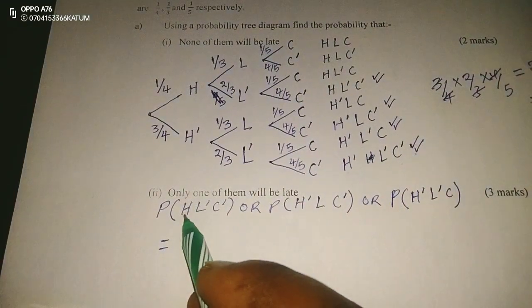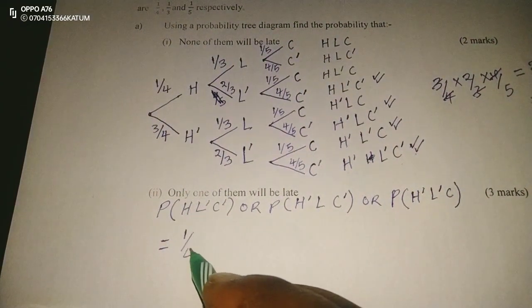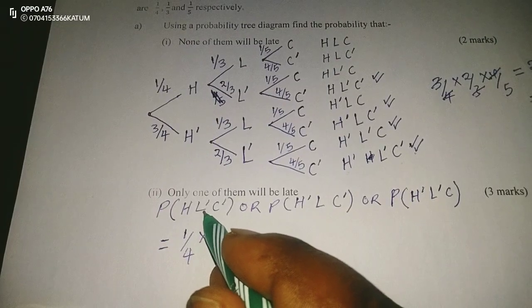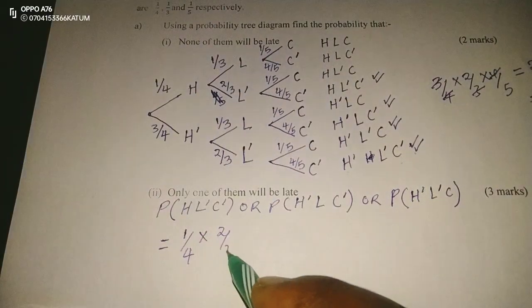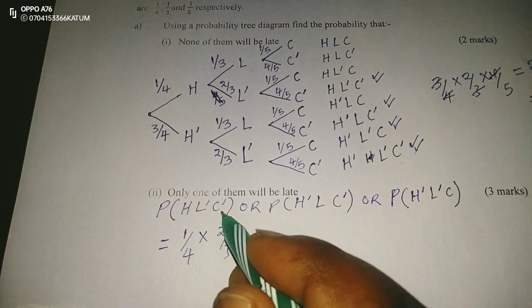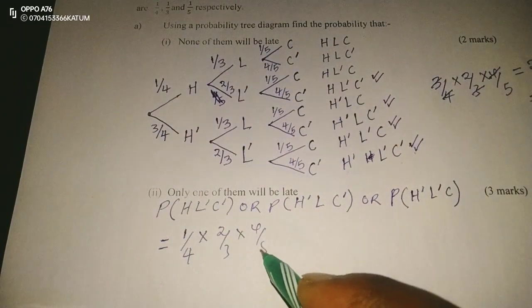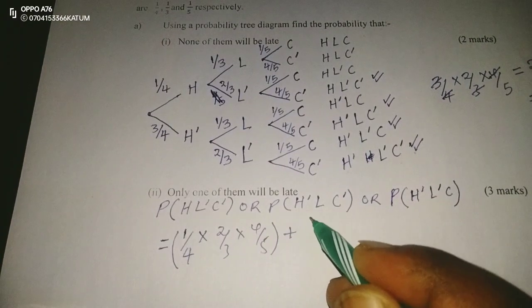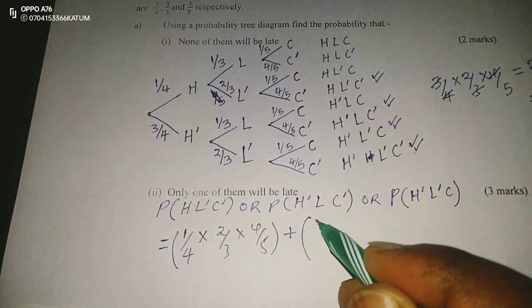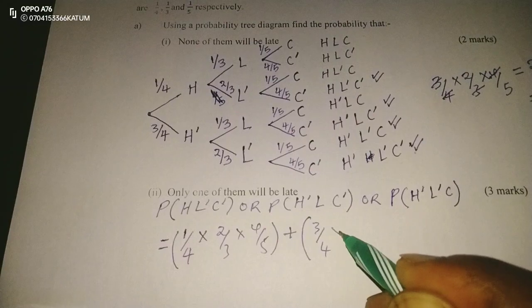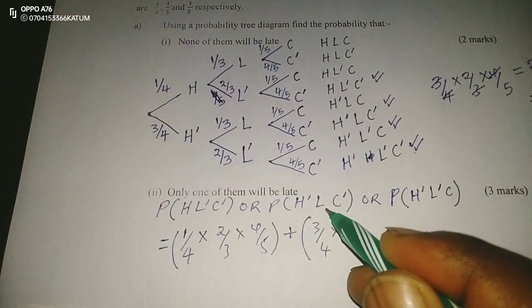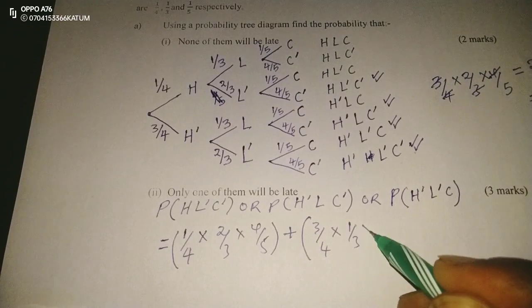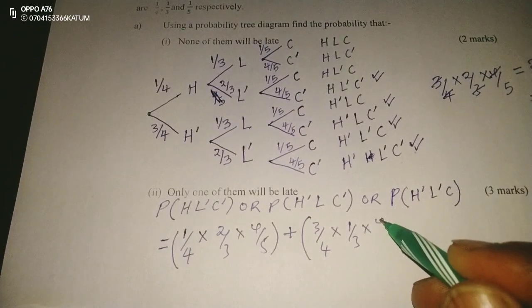So this guy being late is 1/4, and the others not late. So Lucy not late is 2/3. This other guy not late is 4 out of 5. Or this one not late, 3/4, but Lucy alone late at a probability of 1/3. The other one not late.